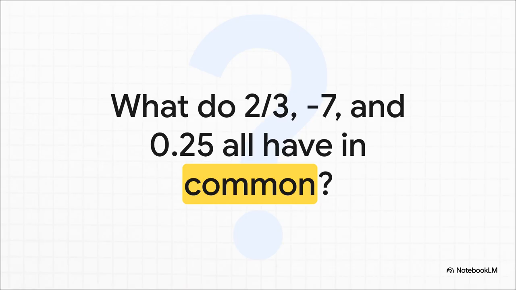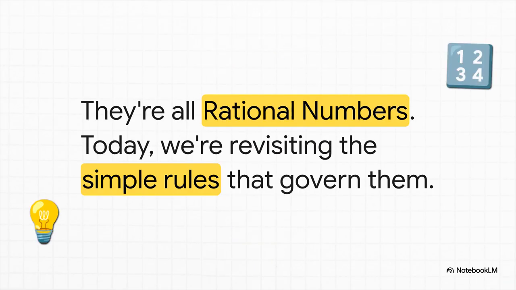Okay, first things first, take a look at these numbers. You've got a fraction, a negative whole number, and a decimal. Now they might look pretty different on the surface, but they all share one core identity in the math world. Any guesses what that is? If you were thinking rational numbers, you nailed it. Basically, any number that you can write as a fraction gets to be in the club. Today, we're just going to quickly revisit the simple rules that tell us how they all play together.